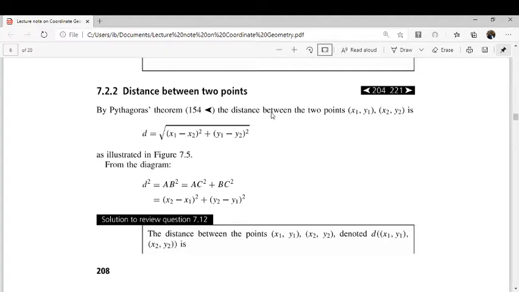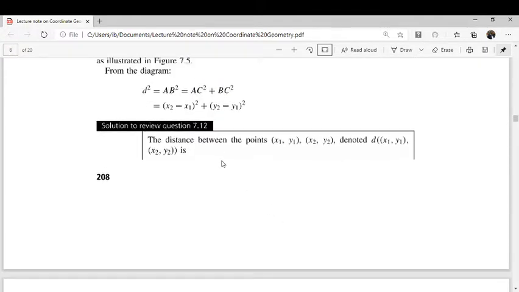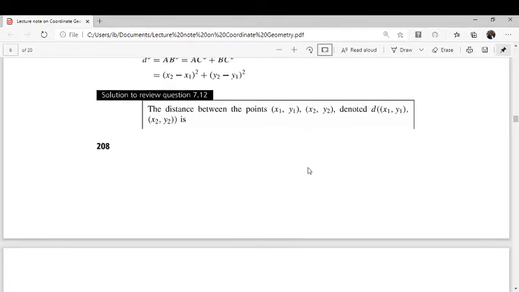So let me now say that the distance between two points (x1, y1) and (x2, y2) is the square root of (x1 minus x2) squared plus (y1 minus y2) squared. I don't need to bother to explain that, but just know this is an example of using the Pythagoras theorem. That's how we got that. So that's the formula to get the distance between two points.